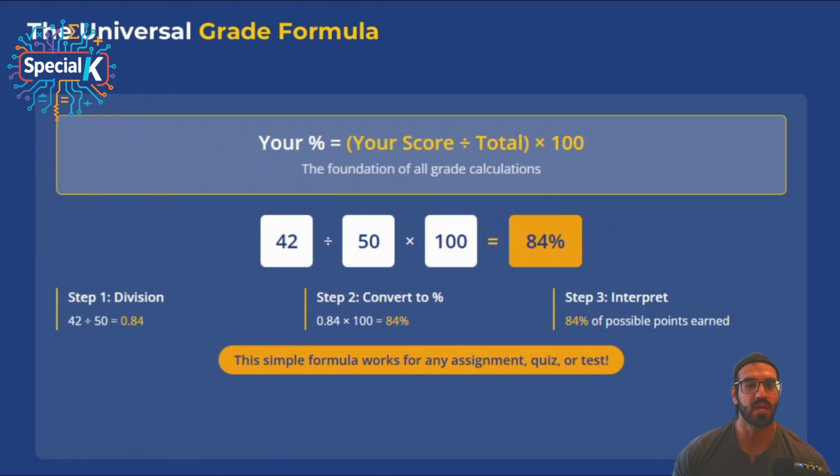So as you can see over here, you got 42 out of 50, you divide 42 by 50, you have the point, 0.84. Multiply it by 100, and after that put a percentage symbol beside it, and you have your number in percentage itself, so it only takes two different steps.